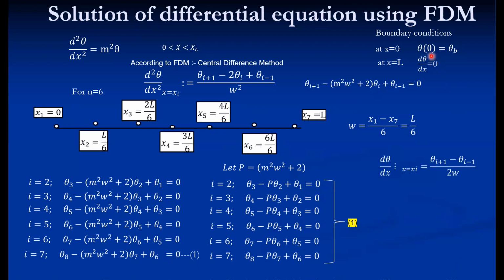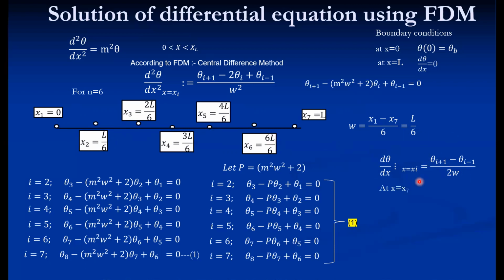Now we'll discretize this also, dθ/dx at x equal to xi. For x equal to xi, suppose this is θi, then dθ/dx is nothing but θi+1 minus θi-1, and the step size is 2w. So this is the equation in differential form.